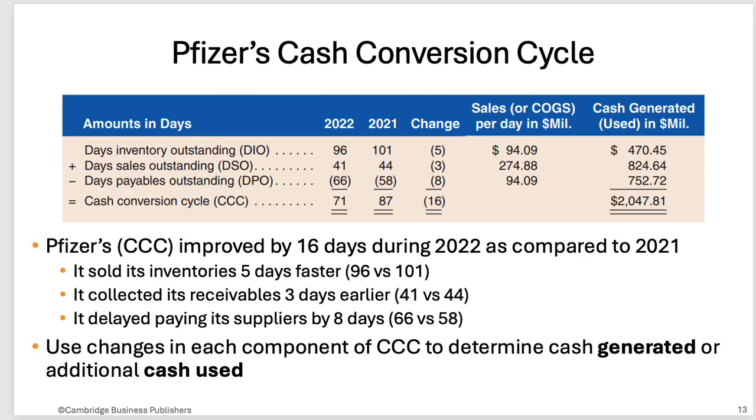Now, all that being said, as we look at Pfizer, remember we said not only can we compare cash conversion cycles from one company to another, but within the same company over time. And you can see here, from 2021 to 2022, they actually improved the cash conversion cycle by about 16 days. About half of that improvement is simply by extending their payables. In other words, it delayed paying its suppliers by about a week, while it improved its sale of inventories, as well as a little bit of an improvement in collecting receivables after sale.